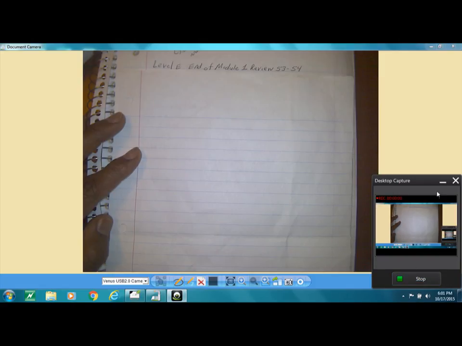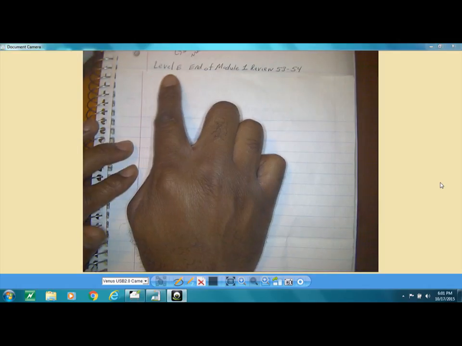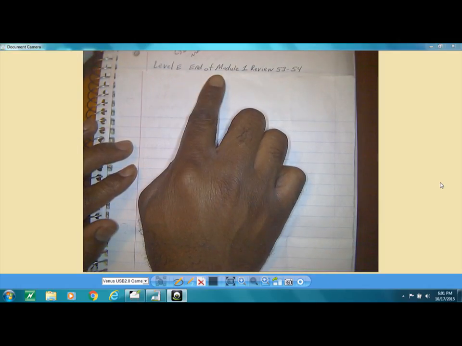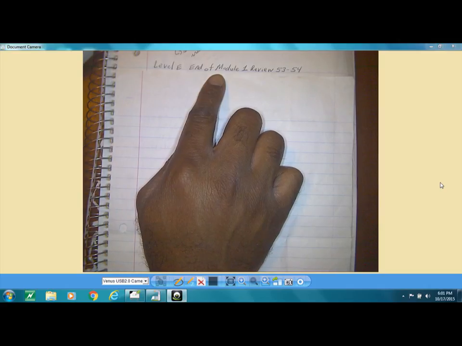We will be looking at the level E end of module problems on page 53 through 54. It'd be great if you'd go ahead and put that stuff at the top of your paper. Level E, end of module 1 review, page 53 to 54.